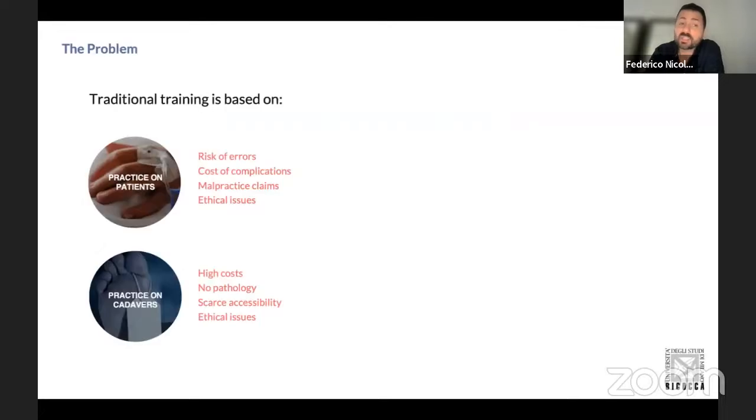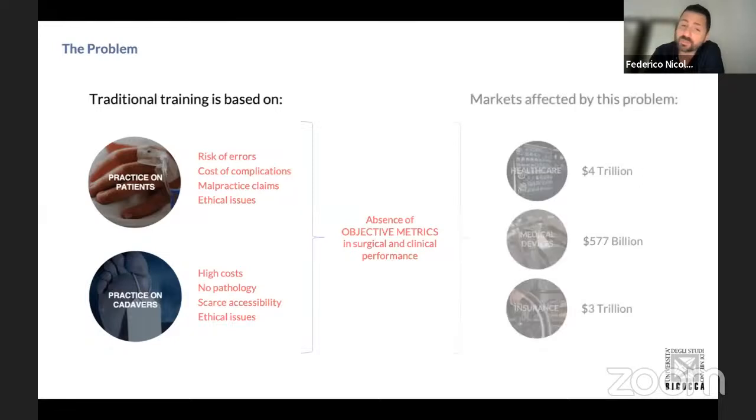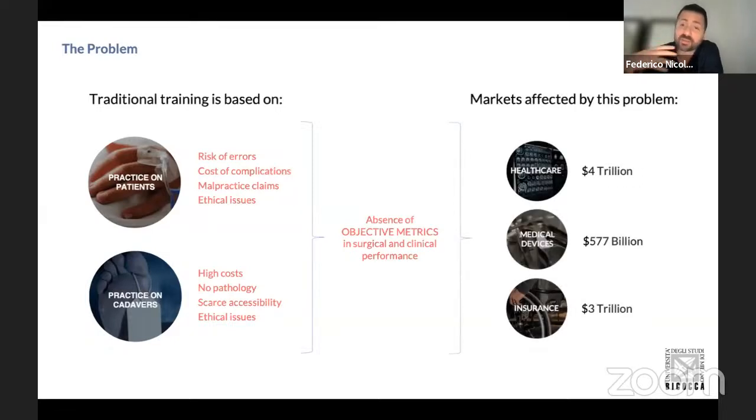And the issue is that traditional training is based on practice on patients and practice on cadavers. And the paradox is that in 2023, we don't have any objective metrics in surgical and clinical performance. And this is what we need to achieve. And this problem affects the life of millions of people. So big markets like healthcare, medical device, insurance company, millions of people related with this issue.